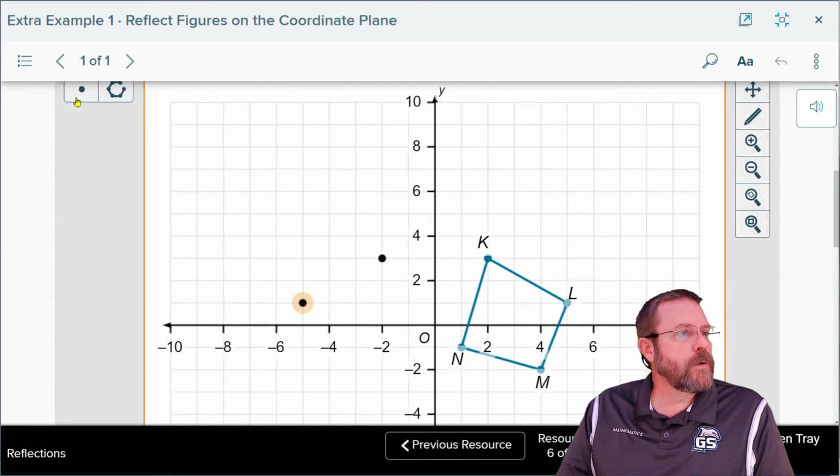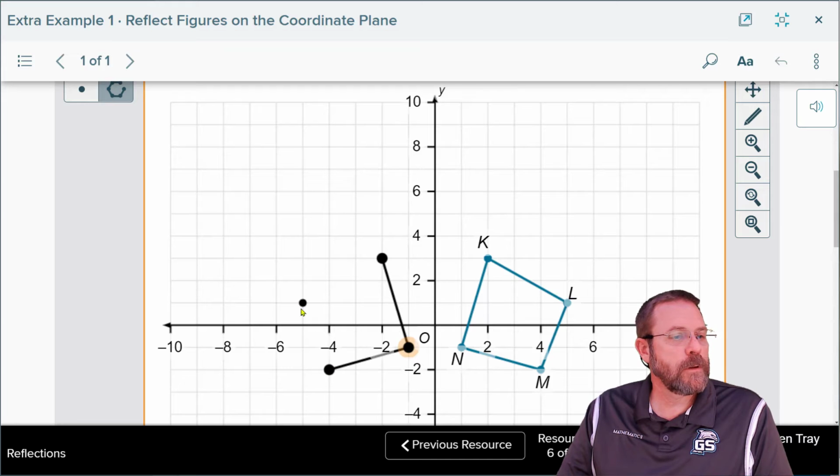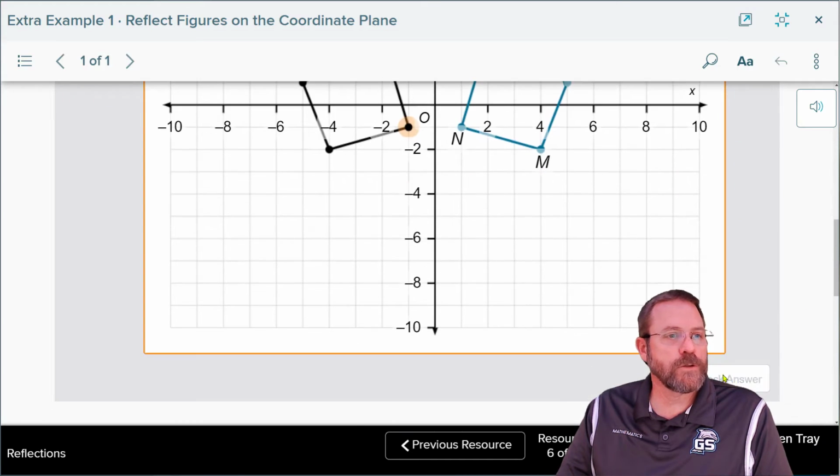From here, I'm going to do M. M is going to be 4 spaces on the right, so I'm going to go 1, 2, 3, 4 spaces on the left. And then N is only 1 space on the right, so I'm going to go 1 space onto the left. From here, it's just a matter of connecting the dots. And right there, you have your reflection, which we can check.